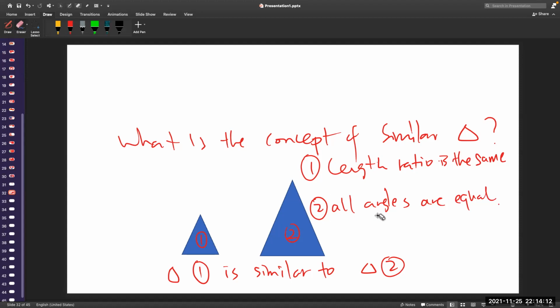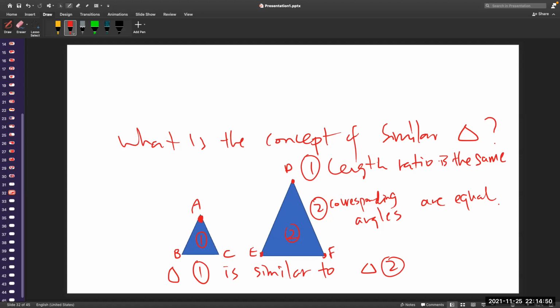Probably I should not say all angles are equal. I should say corresponding angles are equal. What do I mean by that? If you talk about this angle, let me call this angle A, triangle ABC. Let me call this triangle DEF. So they have these two properties: number 1, length ratio is the same, and corresponding angles are equal.